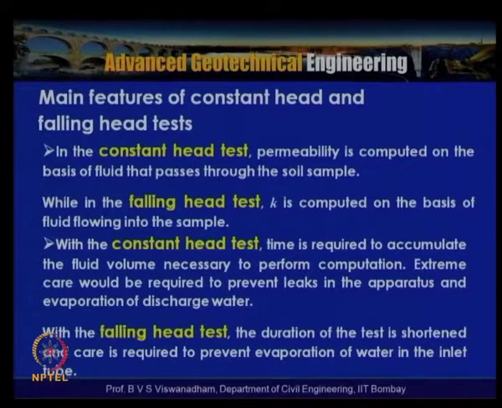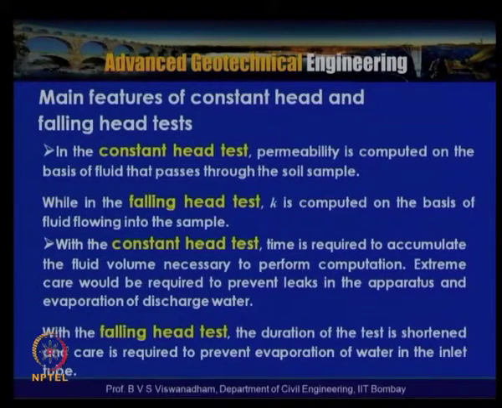So in the case of fine grained soil, what is in fact measured is water entering into the specimen. In the case of a constant head test, the permeability is computed on the basis of the flow which is occurring through the sample. So the main distinct difference between a constant head test and a falling head test is that in the constant head test the water flows through the soil, in the falling head test water flows into the soil.